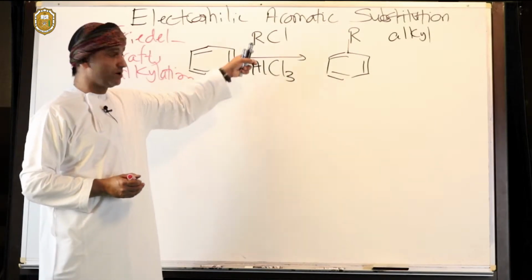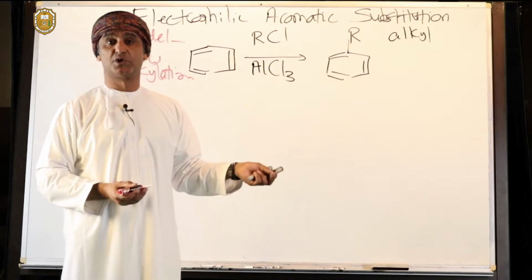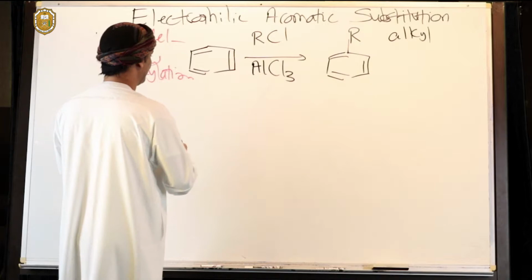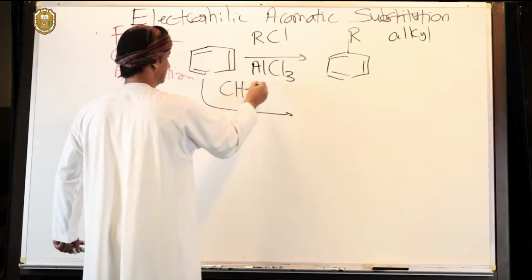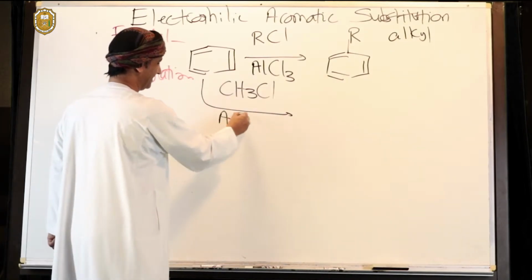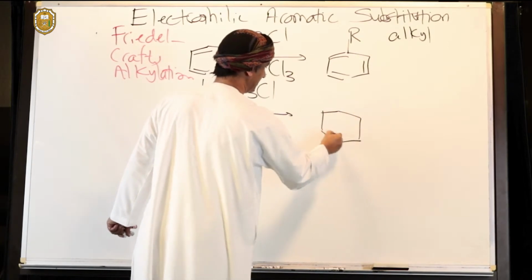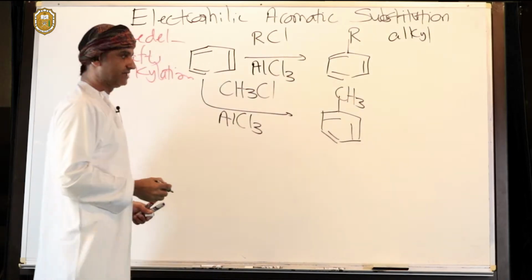Let's take an example. When R is a simple alkyl group, which is a methyl group, so we're talking about chloromethane, for example. So if benzene reacts therefore with CH3Cl, chloromethane, in the presence of AlCl3, then toluene is actually formed, or methyl benzene that is formed.